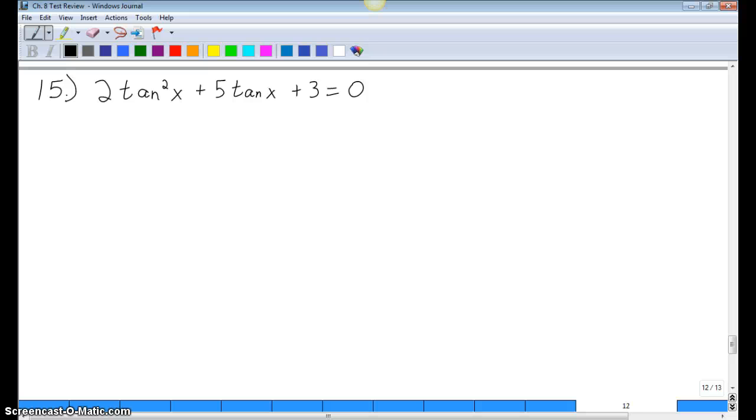Alright, on to number 15 on 8.3. Same thing as 13, where we're going to use substitution. So in this case, our substitution is u equals tangent x. That's going to give us 2u squared plus 5u plus 3 equals 0.